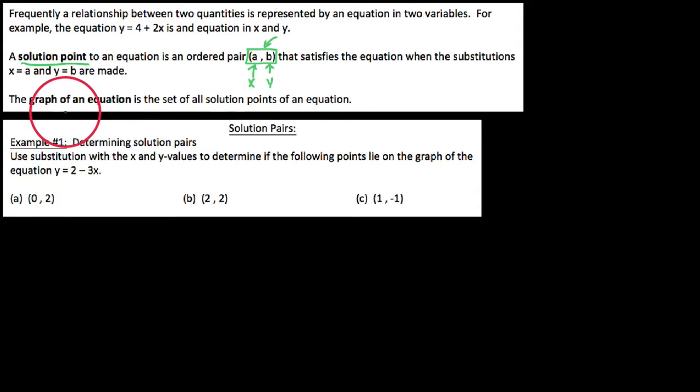Specifically, we're going to be getting into graphs. We say that the graph of an equation is just the set of all solution points to an equation. So a graph shows the solutions to its particular equation.